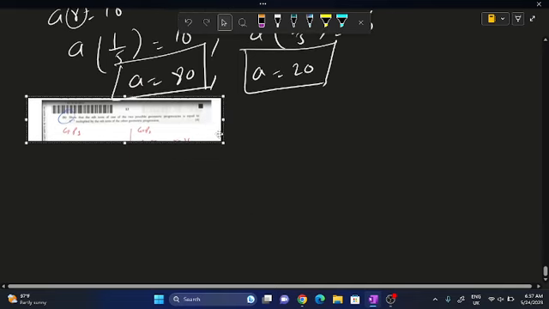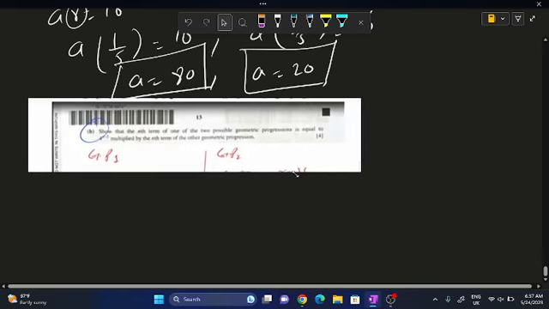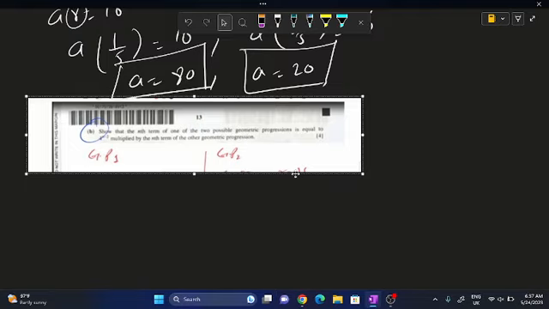For the second part, I have to show that the nth term of one of the two possible geometric progressions is equal to 4 raised to the power n minus 2 multiplied by the nth term of the other geometric progression. For that, I have to construct the two geometric progressions, and then find the multiple of 4 raised to the power n minus 2.